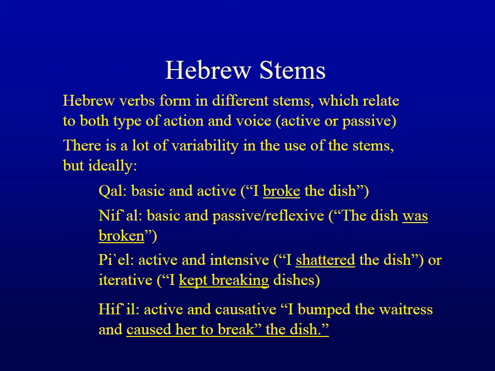Finally, the hifil is active and causative. I bumped the waitress and I caused her to break the dish. There are other stems in Hebrew as well. The piel has a passive called the pual, the hifil has a passive called the hofal, and then there are a few others as well. We will not get through all of these actually by the end of the semester. For right now, you just need to know the kal.